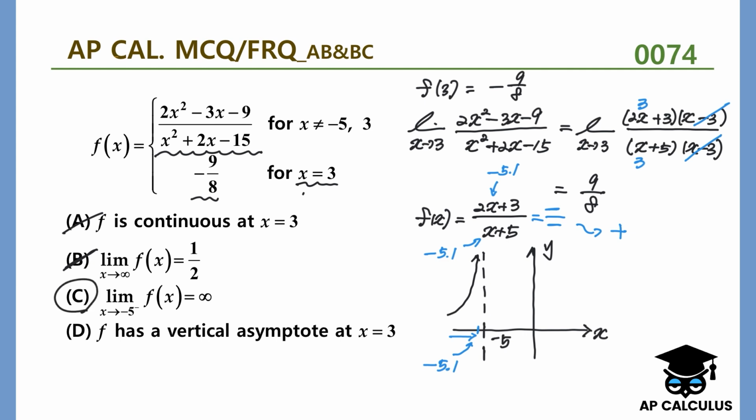Okay. The answer choice D. f has a vertical asymptote at x equals 3. Well, we canceled it out. The factor x minus 3 is canceled out. If the factor is canceled out, we will have a hole at x equals 3, not a vertical asymptote.